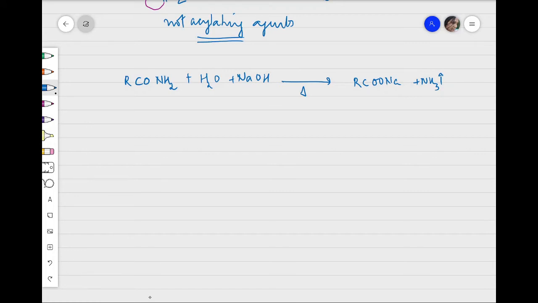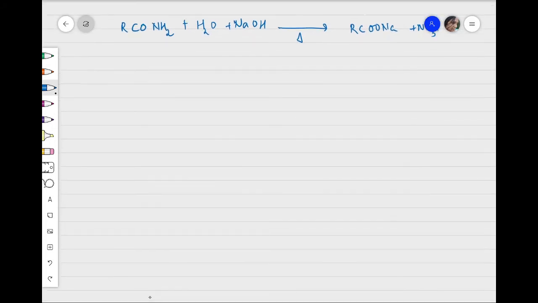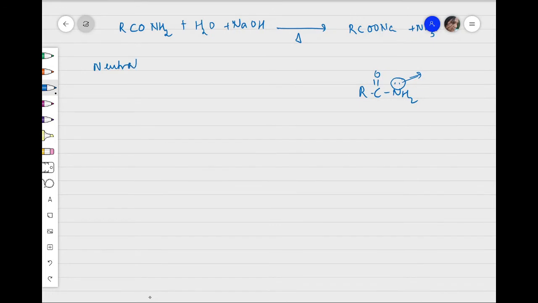Another thing we have to discuss is, since this is RC double bond O NH2, we have a lone pair of electrons. Generally that lone pair's tendency to donate is what we talk about in terms of basic character. But here your amides are usually seen to be neutral.